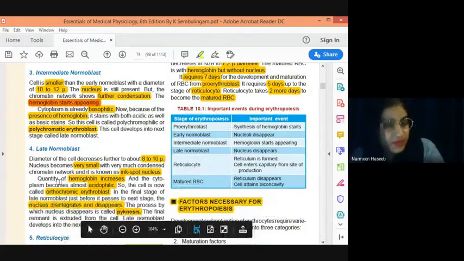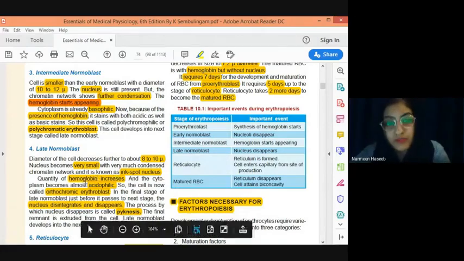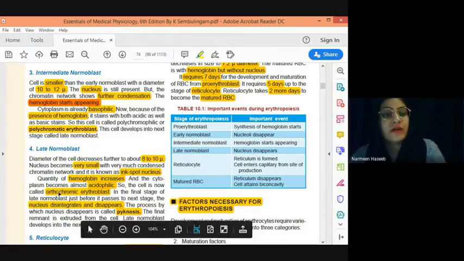Now the nucleus starts becoming very small in size, and the chromatin network is just like ink spots in the nucleus, or ink spot nucleus. Then the hemoglobin starts increasing in quantity. The cytoplasm is still acidophilic. That's why it is known as orthochromic erythroblast. One important thing to be noted here is that the cytoplasm only becomes acidophilic here. That's why this stage is known as orthochromic erythroblast.